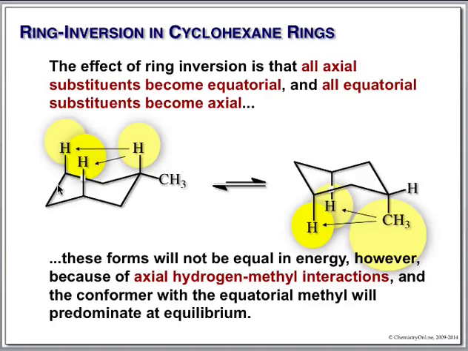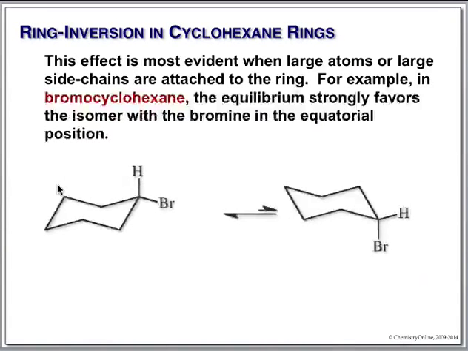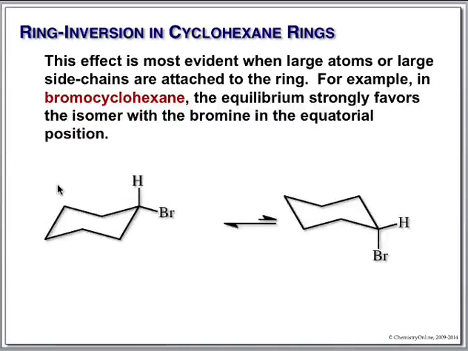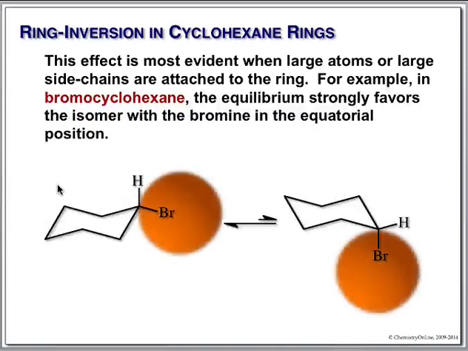And how does electronegativity, over the size of the atom, play in? Electronegativity doesn't enter into this. It's simply steric hindrance, simply based on size. Consider bromocyclohexane. You thought methyl was big, a bromine is much, much bigger. Here we have a bromine that's equatorial. Here we have a bromine that's axial. This is very bad. The equilibrium strongly favors equatorial.